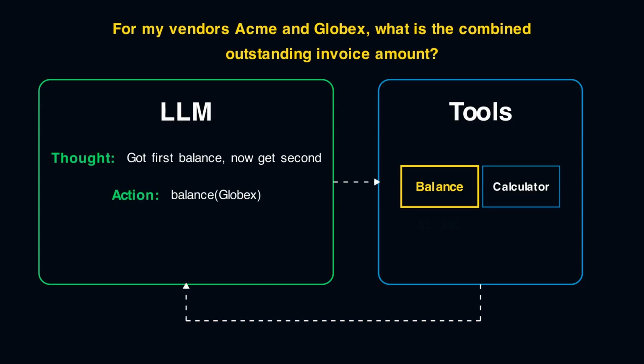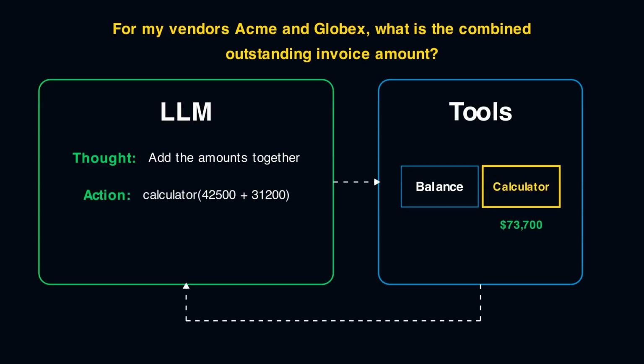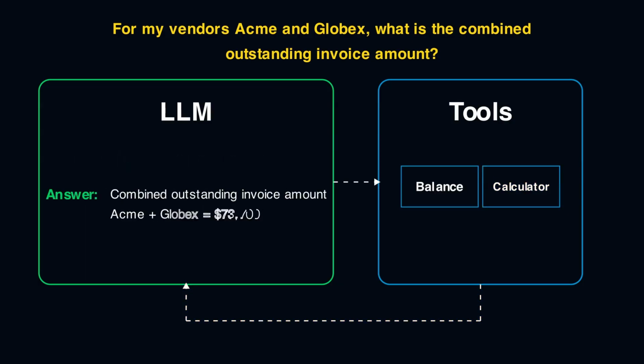The next tool call asking for the balance of the second one, observing that balance again at $31,000. Now add the two balances to get the combined outstanding amount. Another action with the tool calling, we call the calculator action. The combined outstanding invoice amount for Acme and Globex is $73,700. Now, this is a simple showcase of how agents are working.